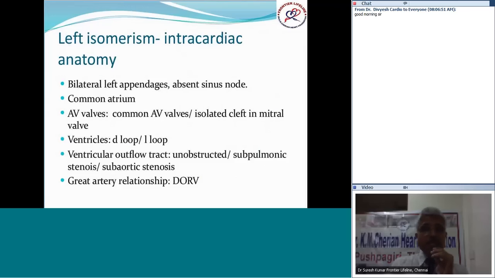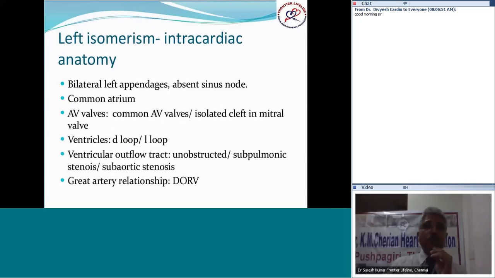Ventricles could have a D loop or an L loop. The outflow tract may be unobstructed. Unlike right isomerism, where it's very unlikely to have an unobstructed outflow, in left isomerism you could have an unobstructed outflow and increased pulmonary flow also. Both pulmonary stenosis and subaortic stenosis do occur. And the great arterial relationship may be double outlet right ventricle.